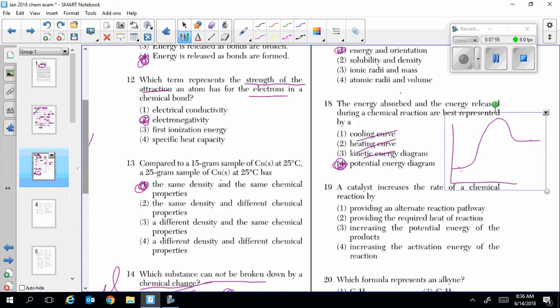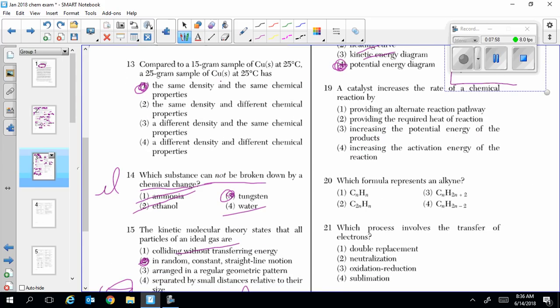All right, a catalyst increases the rate of a chemical reaction by... So when you add a catalyst, you do a new pathway. So it provides an alternate pathway, and that will decrease the activation energy of the reaction. Which formula represents an alkyne? Alkyne, you go to Table Q, and it describes the general formula. So an alkyne has a triple bond, which means it's going to be CnH2n-2. There it is, choice 4.